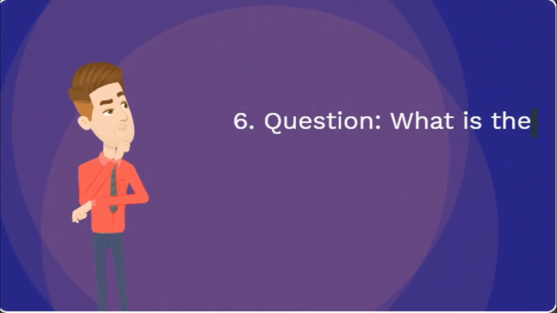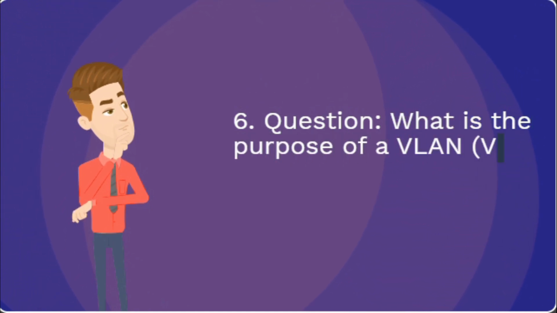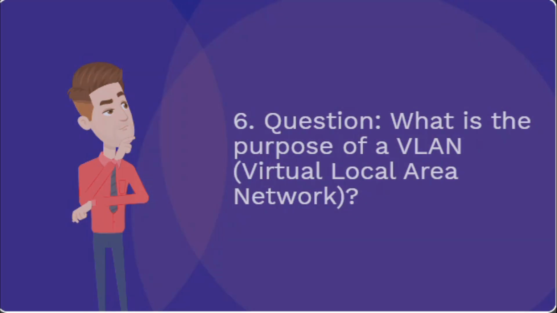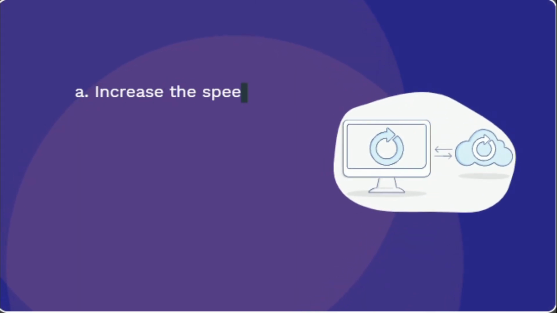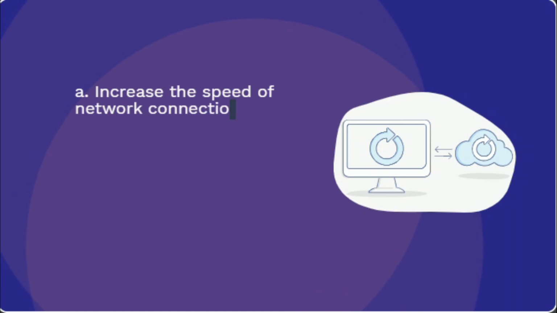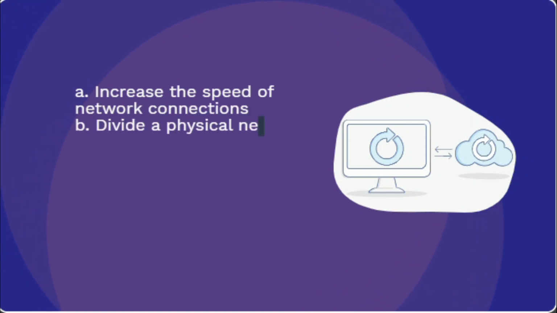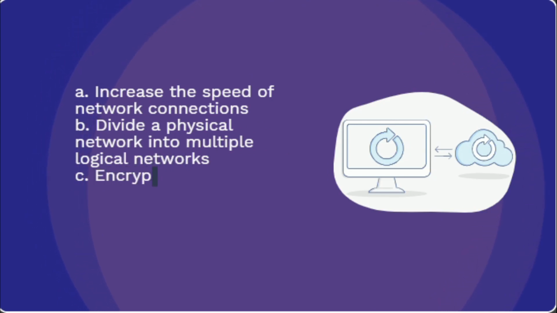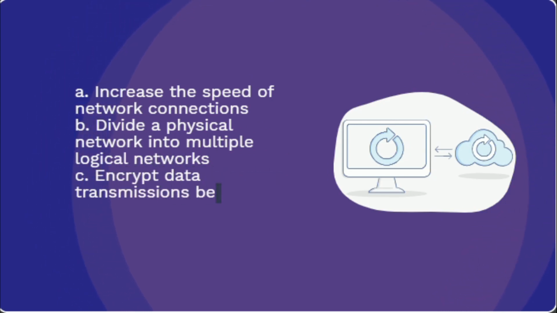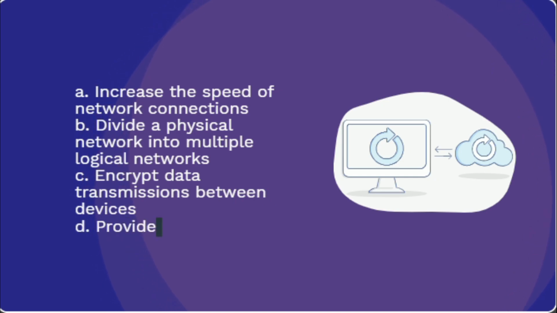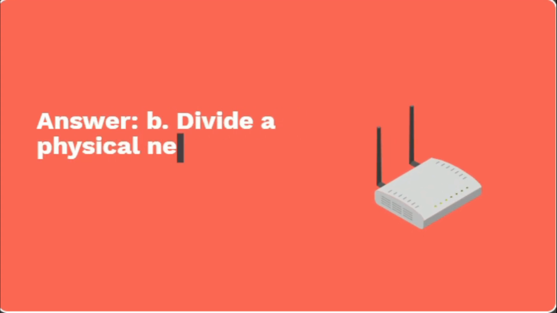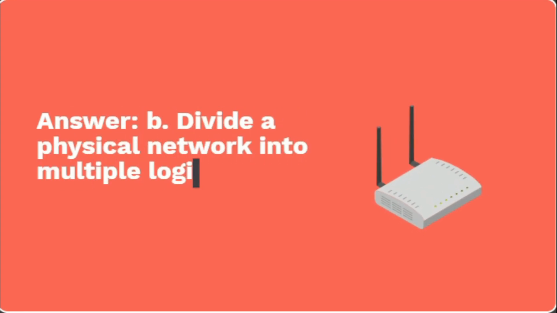6. Question: What is the purpose of a VLAN, Virtual Local Area Network? A. Increase the speed of network connections. B. Divide a physical network into multiple logical networks. C. Encrypt data transmissions between devices. D. Provide power to network devices. Answer: B. Divide a physical network into multiple logical networks.